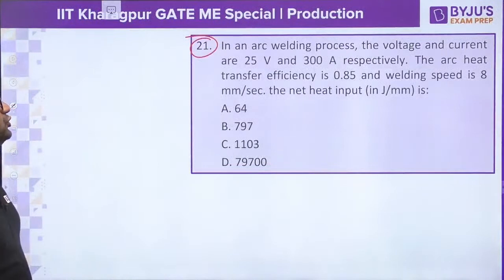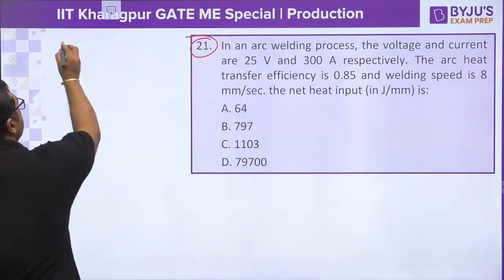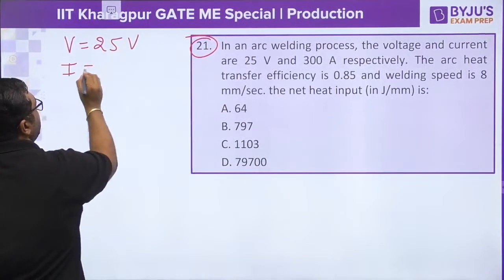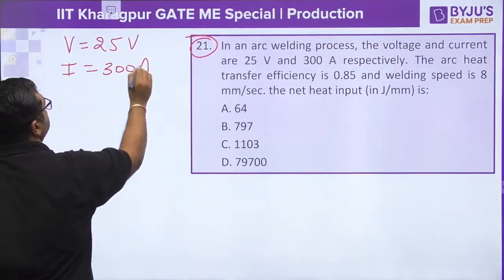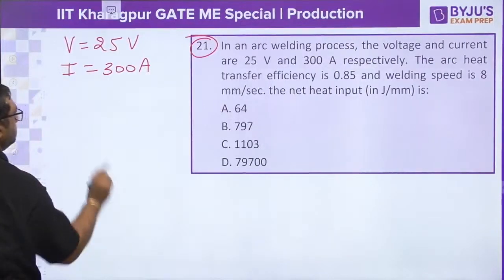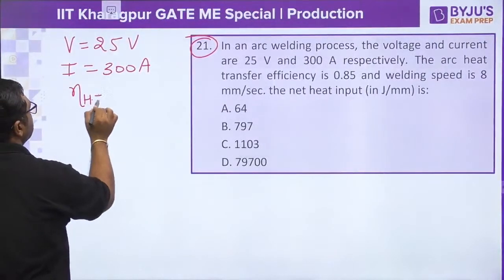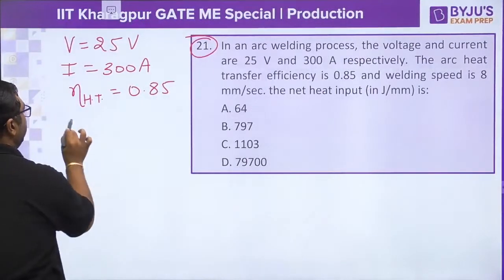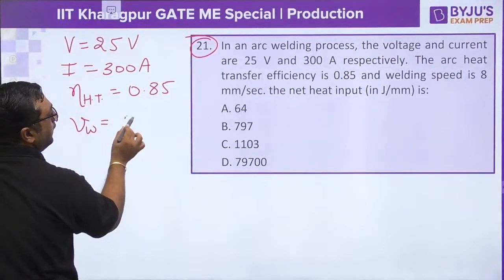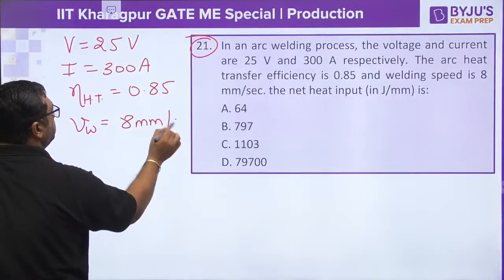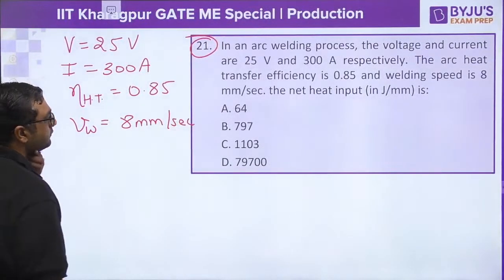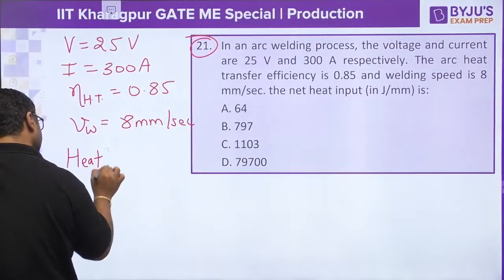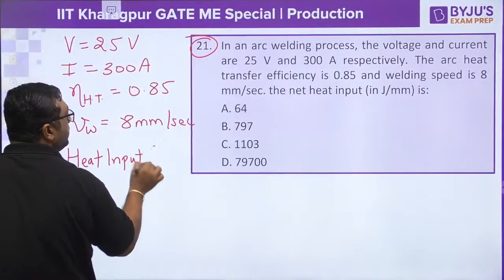Question 21 is from welding. In an arc welding process, the voltage and current: voltage is 25 volt, current is 300 ampere. Heat transfer efficiency is 0.85. Welding speed is 8 mm per second. Heat input in joule per mm?